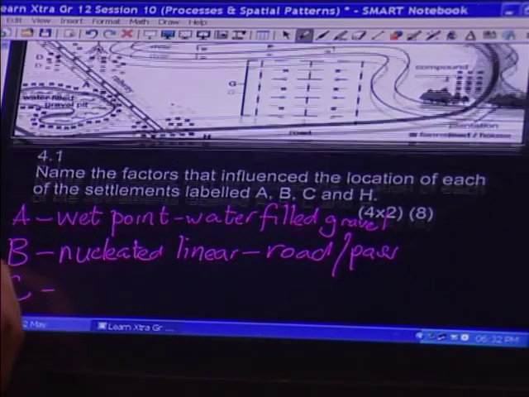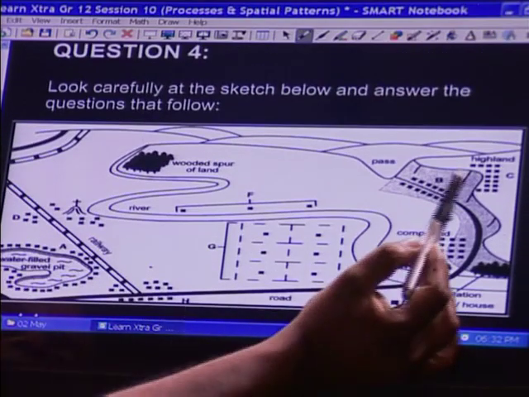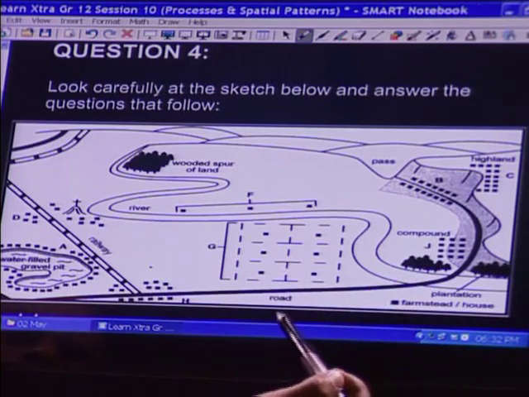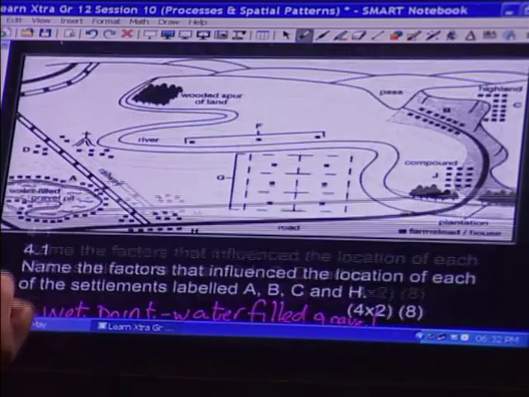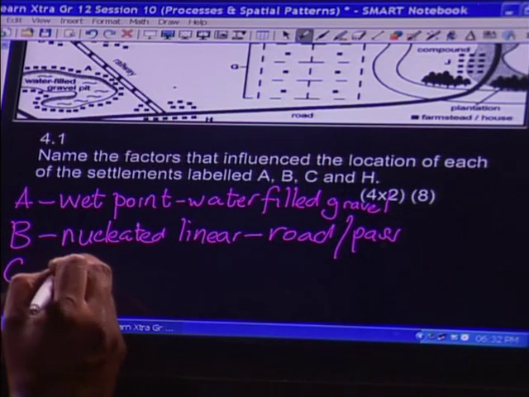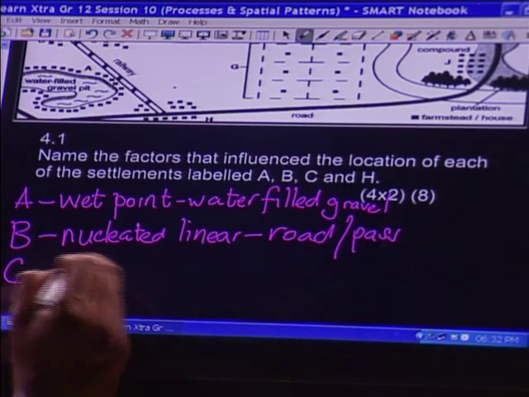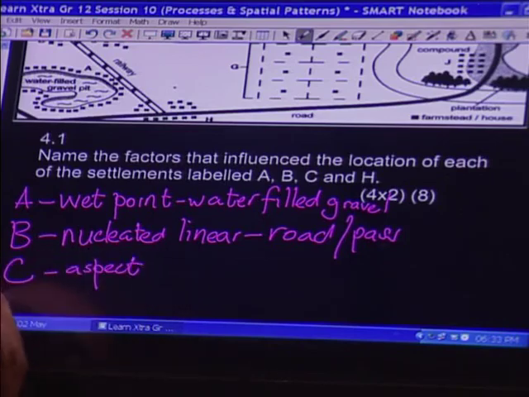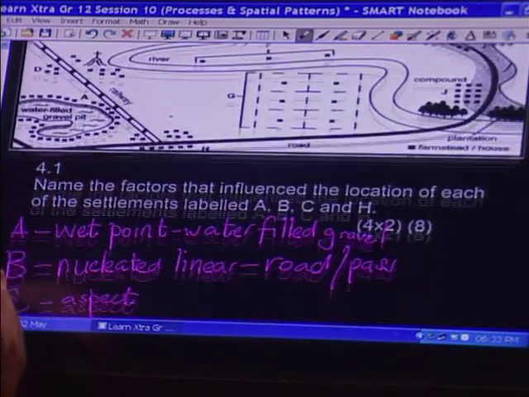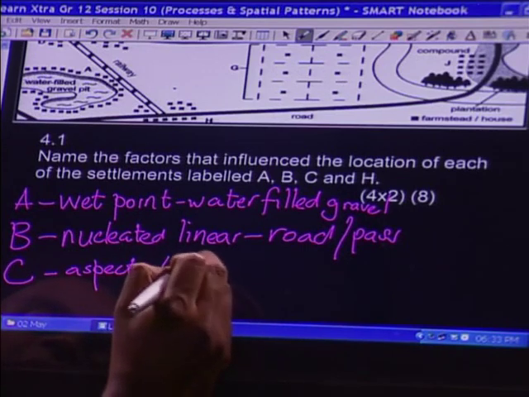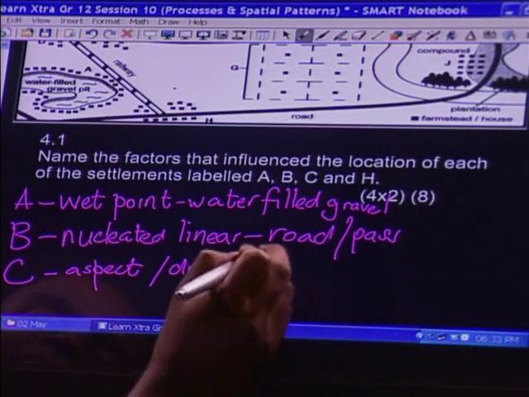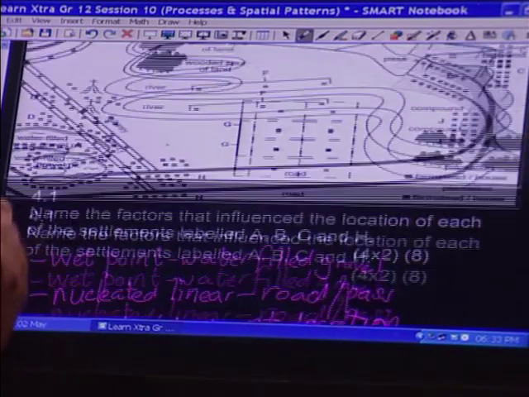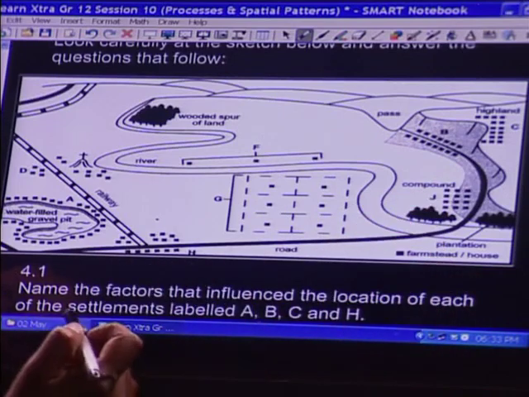Moving on to settlement C, you will note that settlement C is located along a high-lying area. Again, in this example, the high-lying areas are generally associated with the slope aspect. So settlement C is a settlement that has been influenced by the aspect of the slope. Further to that, settlement C can also be regarded as a dry point location. What is important for you to do at this stage is to integrate your knowledge using the diagram.